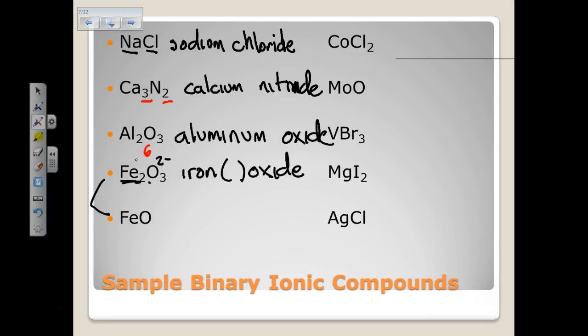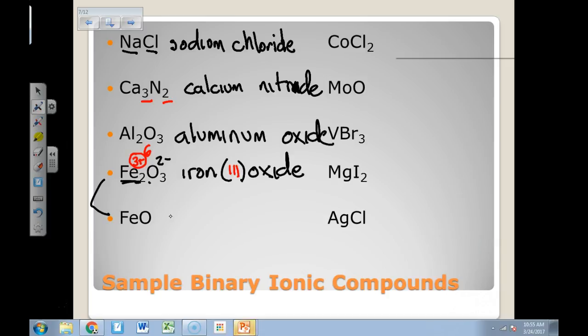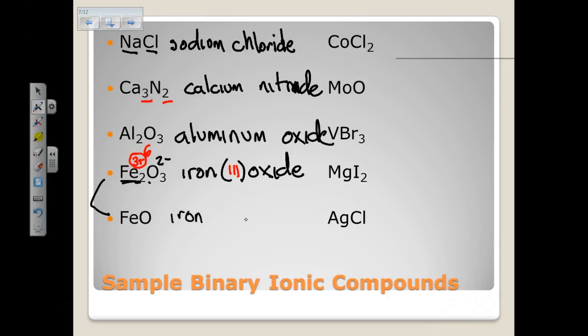So now what does the charge on iron have to be in this case? It has to be 3 plus, because 2 times 3 is 6. So the number that goes in parentheses is the charge. So that's going to be iron 3 oxide. Okay, so again, we'll do that here. Iron oxide.